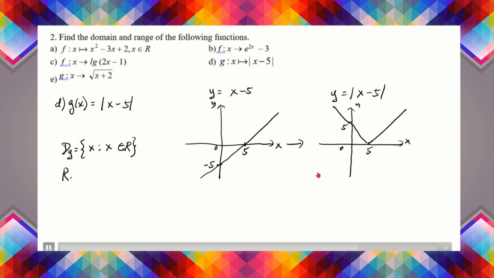As for the range, we find that the horizontal straight lines above 0 are able to intersect, but below 0, the horizontal straight line won't intersect with the graph. So the range is greater than or equal to 0, because at 0 the line still intersects with the graph. So the range is y greater than or equal to 0.